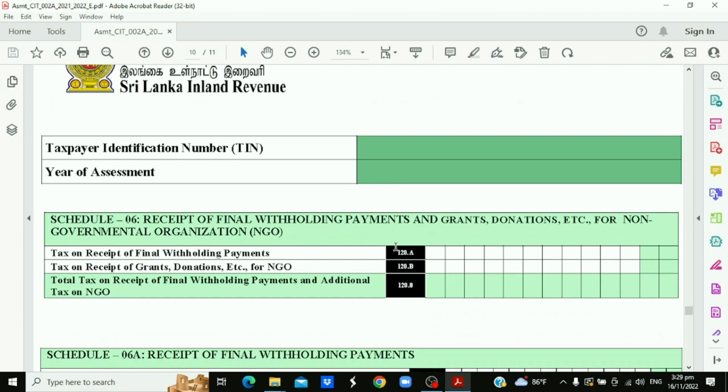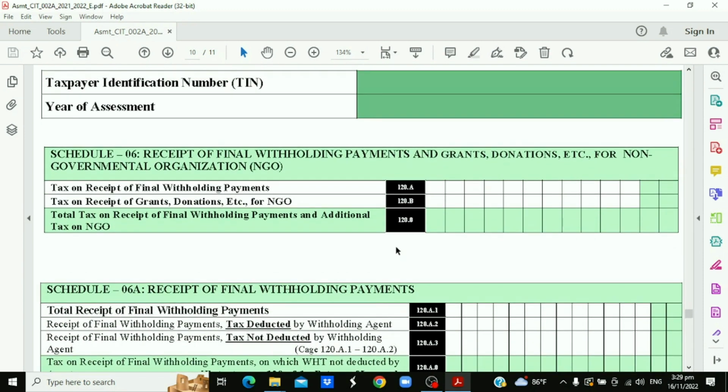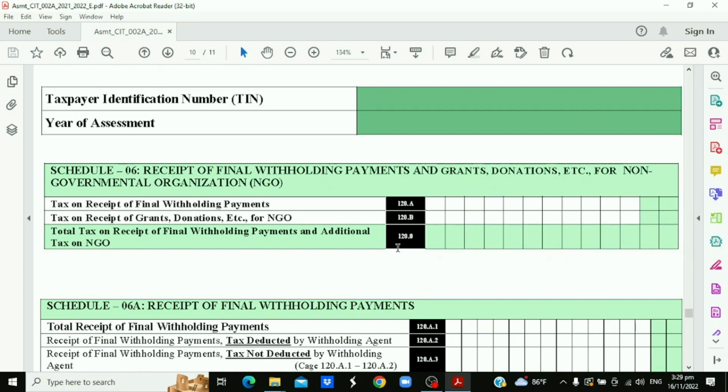Then we can move into schedule 6. Schedule 6 has two purposes. One is table 6A, allocated for tax on receipt of final withholding payment. Then 6B is allocated for tax on receipt of grants, donations, etc. for NGOs. NGOs also have to submit their return using this format. If an NGO only receives grants, donations, etc., then they only have to complete this 6B table, and they can submit this return to the department.